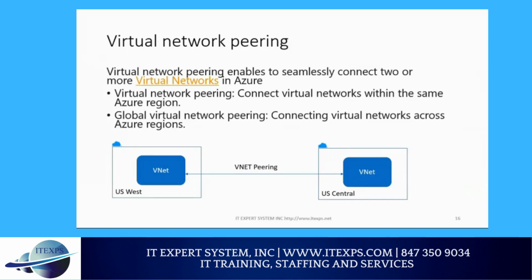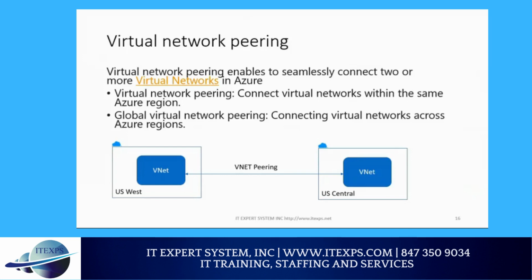This route is also created internally. You don't have to create the route. As soon as you do peering, the route will be created for you. Again, it has two naming conventions: virtual network peering, which connects virtual networks within the same region, or global virtual network peering, where you connect virtual networks across regions. Make sense? Okay. So you can do this.